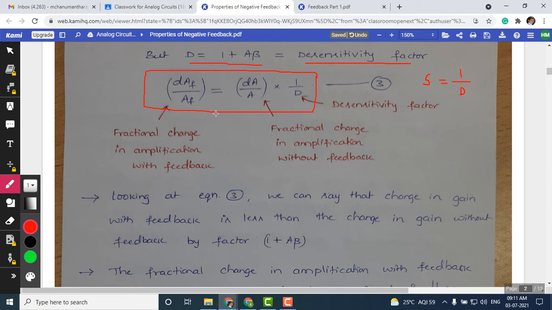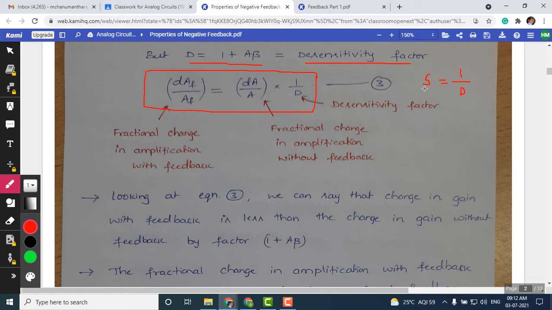Left hand side, if you observe, there is DAF by AF, which is nothing but a fractional change in the amplification with feedback. Okay, and in the right hand side you can see that we have DA by A, which is nothing but a fractional change of an amplification without feedback. You can also indicate DA means it's a change in basic amplifier gain by the amplifier gain, and here you can say that change in amplifier gain with feedback divided by gain of an amplifier with feedback. In that way also we can illustrate. Okay, that's multiplied by the 1 by desensitivity factor, which is D.